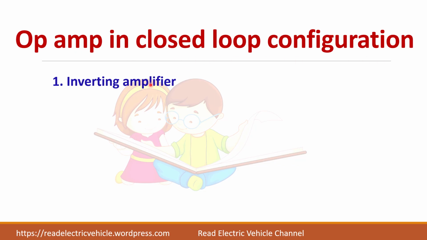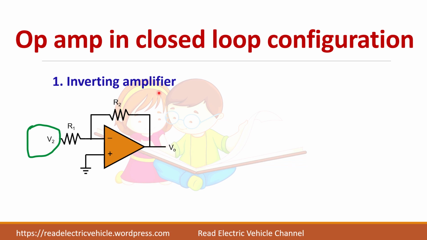So there are two major applications of closed loop configuration. One is the inverting amplifier and the other one is the non-inverting amplifier. So in inverting amplifier, you can see here the input voltage, here it is V2, is given to the inverting input of the op amp and the other input is grounded. So this R1 is the input resistor and R2 is the feedback resistor. So in such a case, V0 is equal to minus R2 by R1 into the input voltage V2. If you want to know how you are getting this equation, you can refer to the previous videos on inverting amplifier.